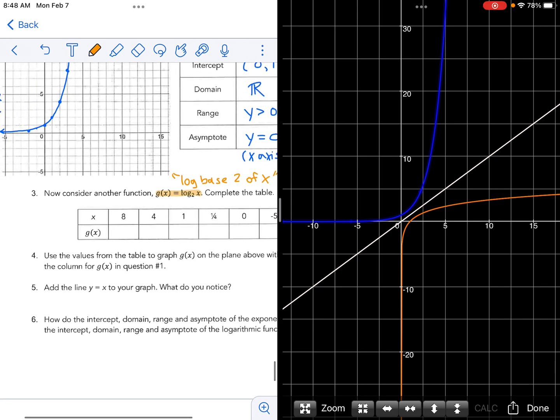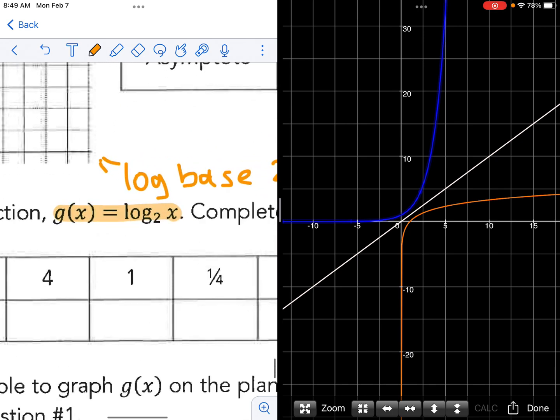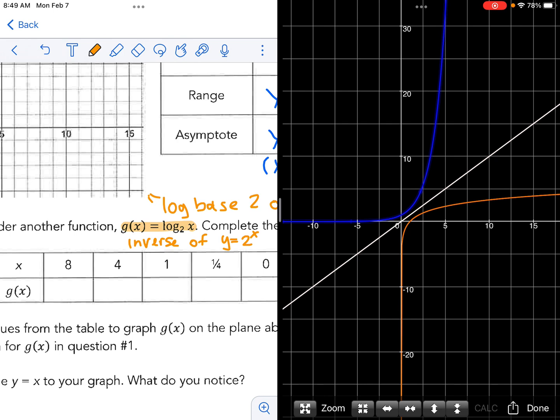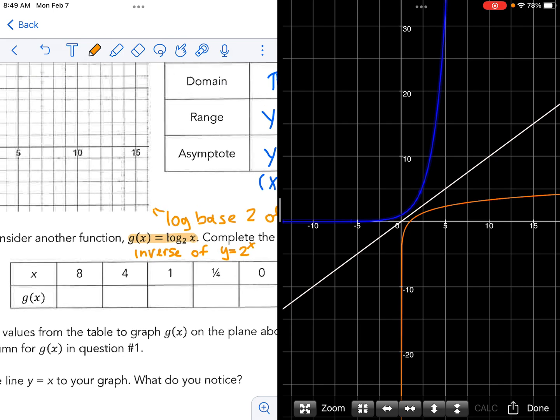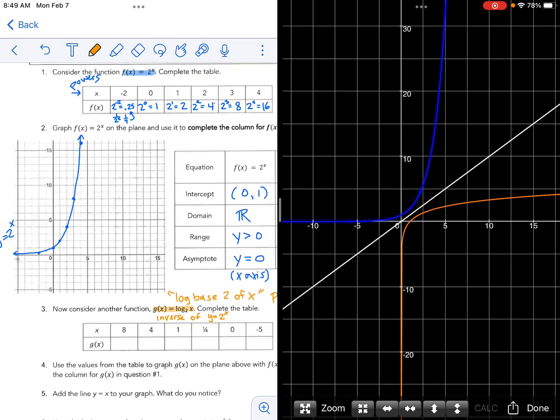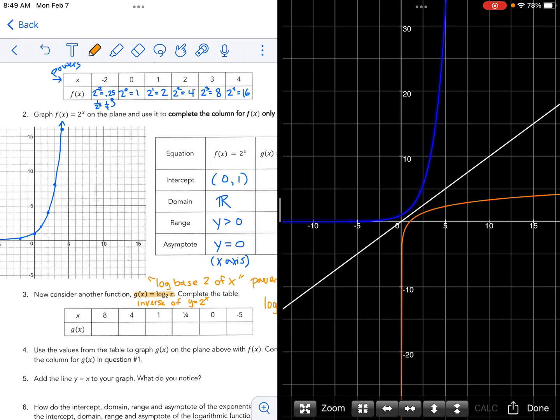So log base 2 of x is the inverse of the exponential y equals 2 to the power x. So we know what happens with inverses, right? We swap the x's and the y's. So let's take a look at that in the tables.